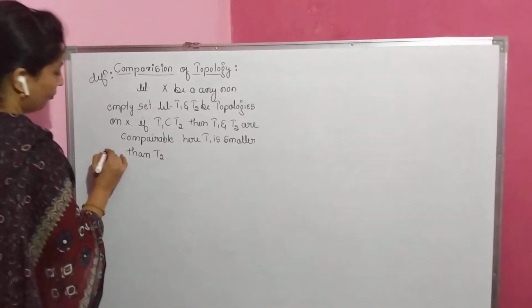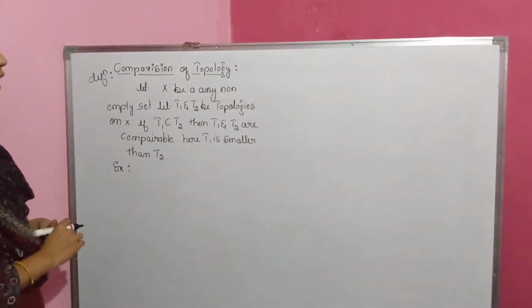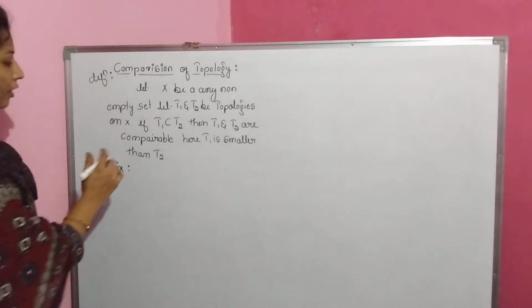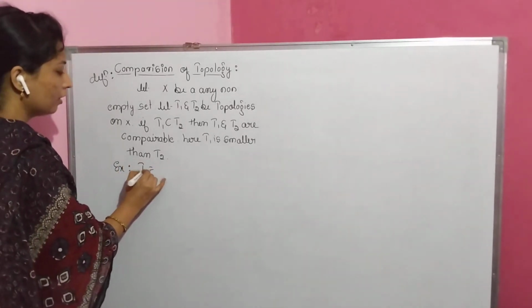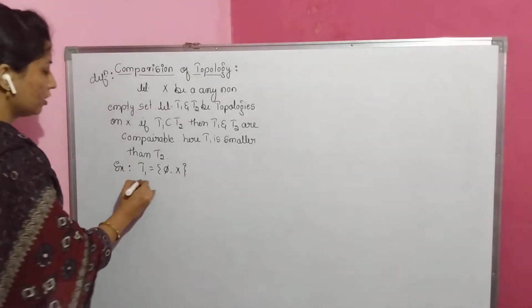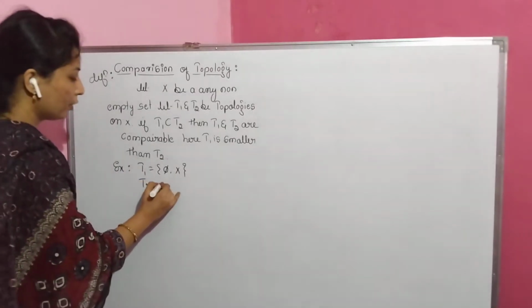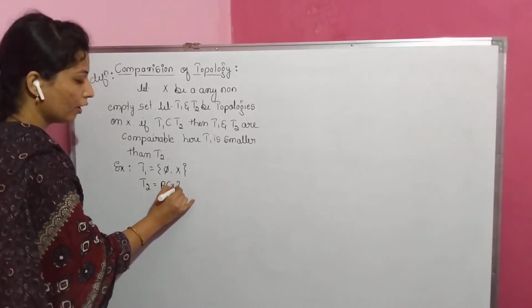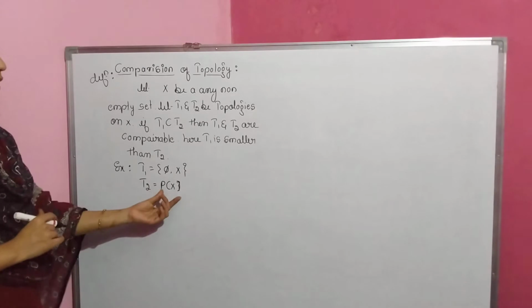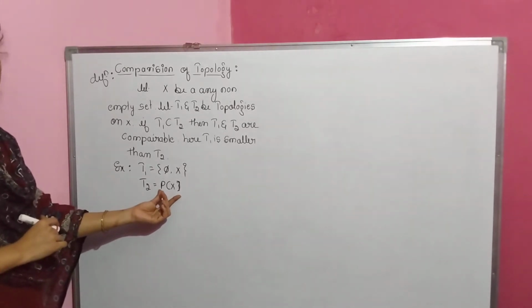For example, here the example can be considered as discrete and indiscrete topologies. Okay. Indiscrete topology means T1 can be defined as the null set and X, and discrete topology can be considered as T2. That discrete topology is nothing but P of X. P of X means the collection of all subsets of X. It is called the power set. The power set can be denoted by P of X.